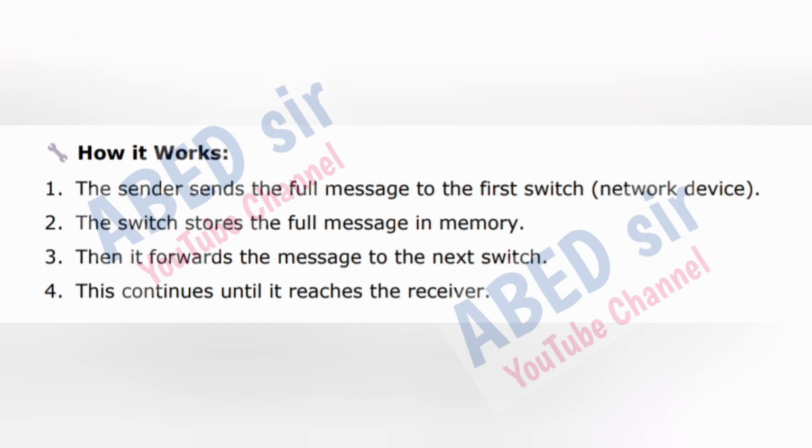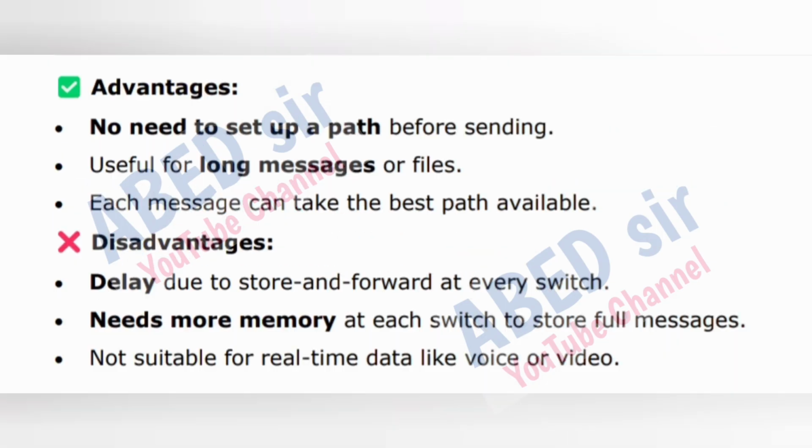How does it work? 1. The sender sends the full message to the first switch, a network device. 2. The switch stores the full message in memory. 3. Then it forwards the message to the next switch. 4. This continues until it reaches the receiver.